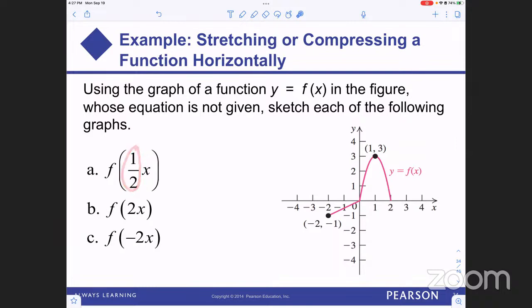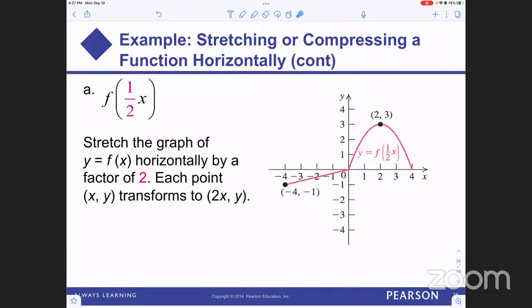So this first one is going to cause it to stretch horizontally. The second one is going to cause a horizontal compression by a factor of a half. You're going to multiply each x, so they're basically going to be cut in half. It's going to cause a horizontal shrink towards the y-axis. And then this last one is going to have the same result, but if we multiply the inside by a negative, it's going to flip horizontally over the y-axis. So we said horizontal stretch, horizontal compression, and then take that result and flip it over the y-axis.